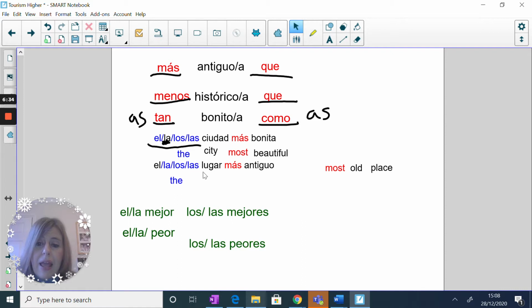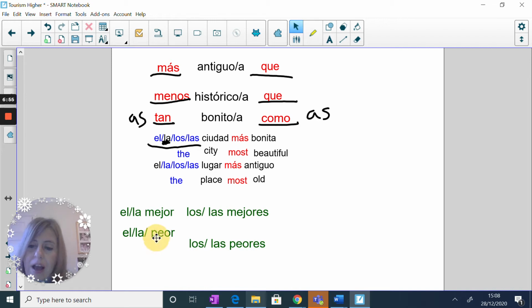The place, el lugar, okay, it's masculine, that's what we call el. Must, most, and then we said old, antiguo. Okay, el lugar más antiguo, the place most old, the oldest place.